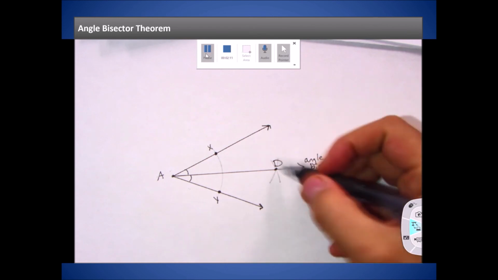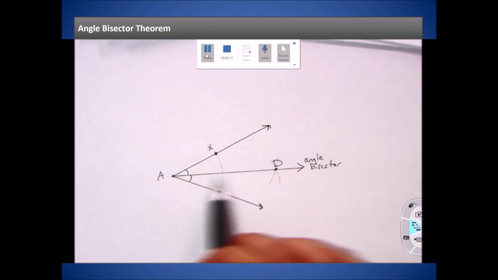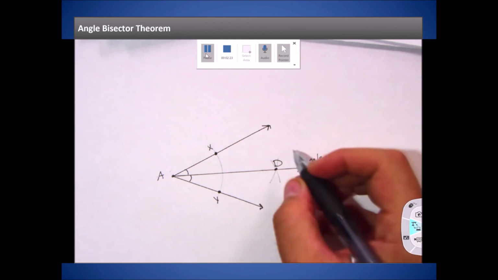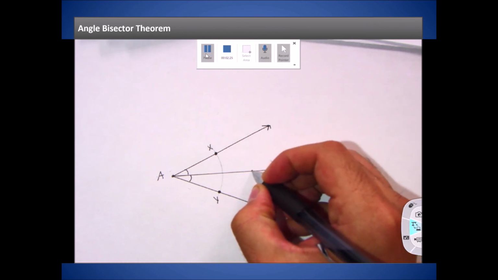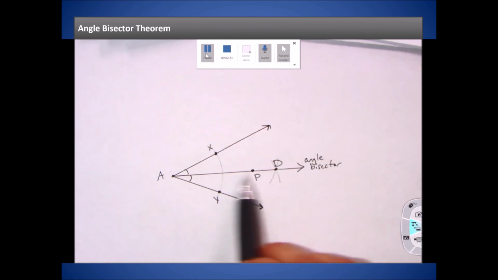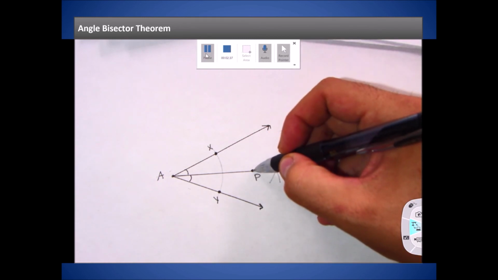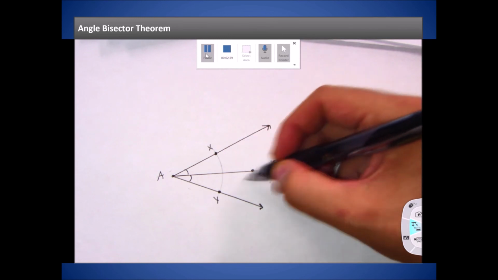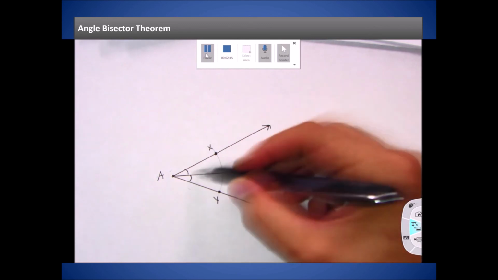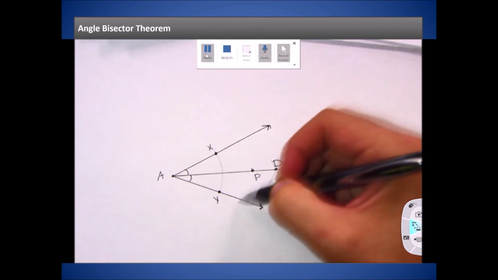And so what are some special properties of this? Well, one of the theorems that we're looking into is that if we're at a point on this bisector, let's say point D or any point on this here. In fact, let's do another point on this bisector, point P or something like that. Now, if I'm on this angle bisector, point P, then that must mean that the distance from each of the legs of this angle is going to be the same. So that means the distance from P to these two sides of the angle are the same.